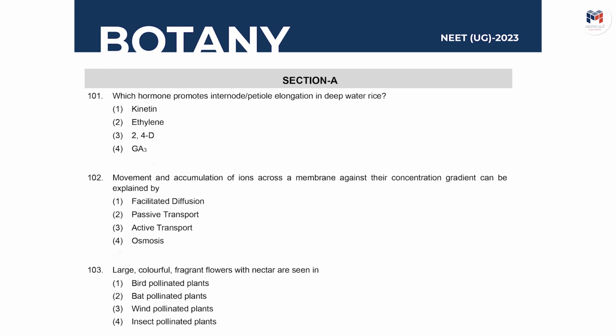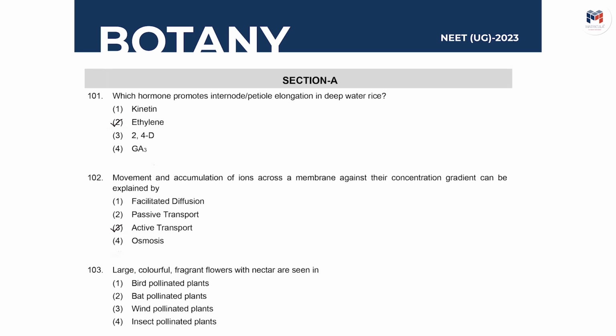Which hormone promotes internode or petiole elongation in deep water rice? And the answer is option 2, ethylene. Question number 102. Movement and accumulation of ions across a membrane against their concentration gradient can be explained by. The answer is option number 3, active transport.